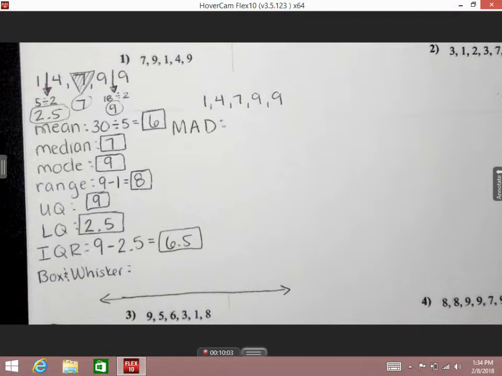All right, so now I've got my line, but I need some tick marks. How do I know what numbers to put on there? Maggie?